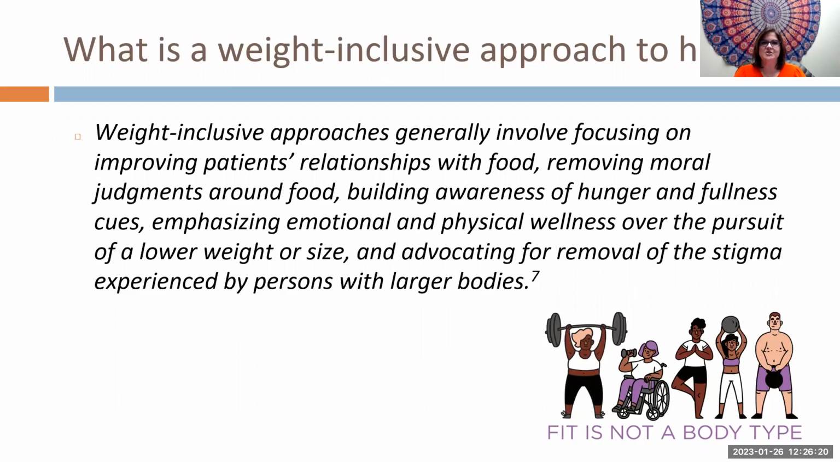And so what research is showing is that there's a different approach, a weight-inclusive approach to health that really can address these issues. So a weight-inclusive approach involves focusing on improving patients' relationships with food, removing moral judgments around food, building awareness of hunger and fullness cues, emphasizing emotional and physical wellness over the pursuit of a lower weight or size. So adding in that emotional and physical and spiritual component that we talked about earlier, and advocating for the removal of stigma experienced by persons who are living in larger bodies. So if we remove that stigma and allow them to live their best lives, right?